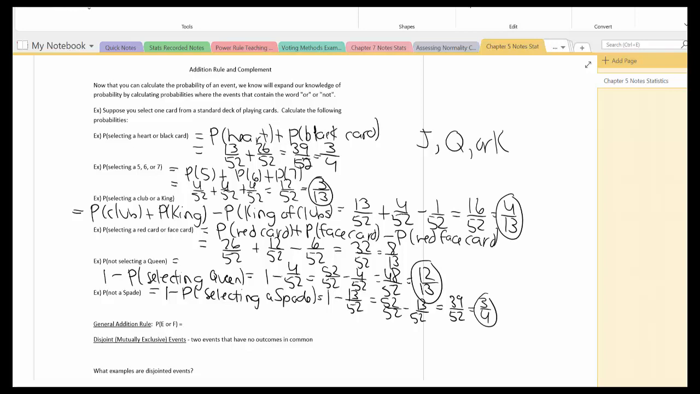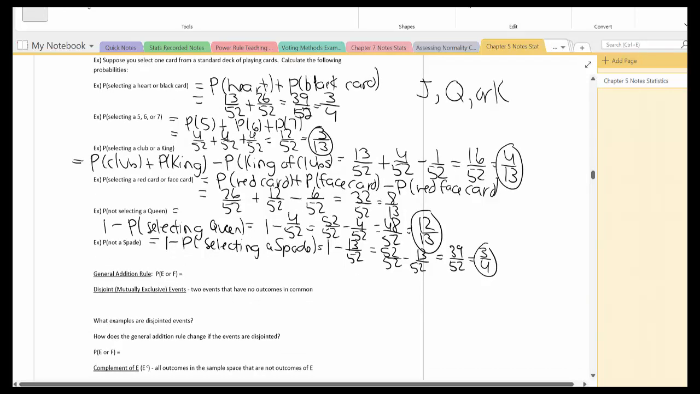So the general addition rule, the probability of E or F, that's going to be the probability of E plus the probability of F minus any overlap. So the probability of E and F. This would be the general addition rule I would use throughout this entire chapter and moving forward.